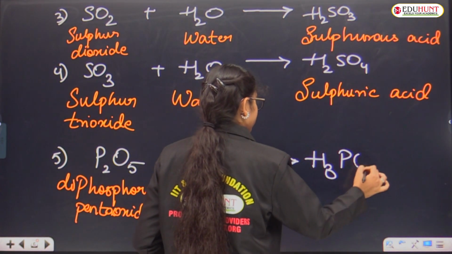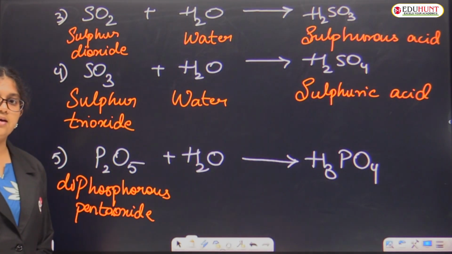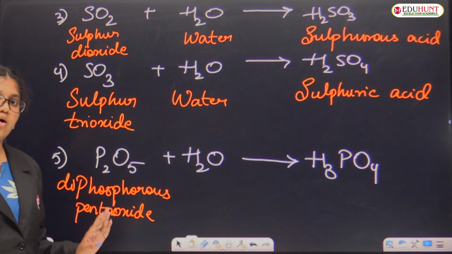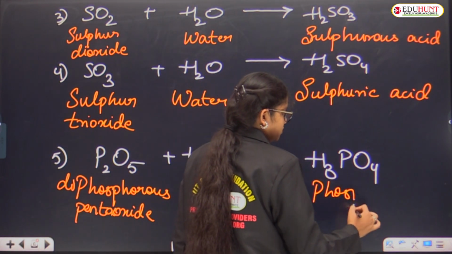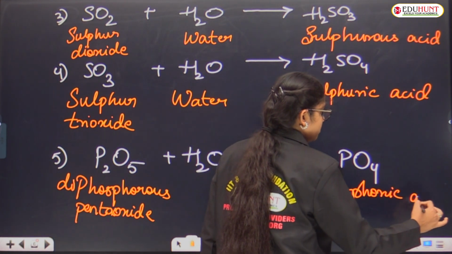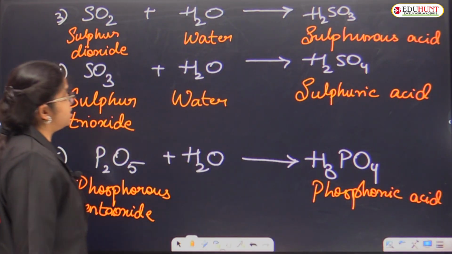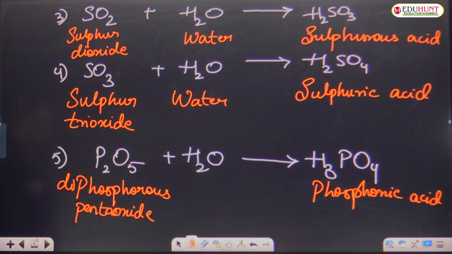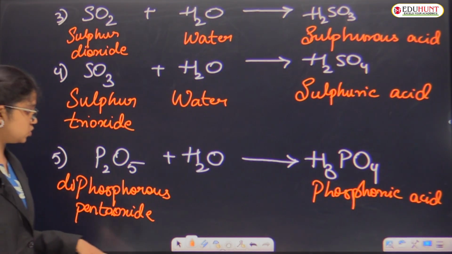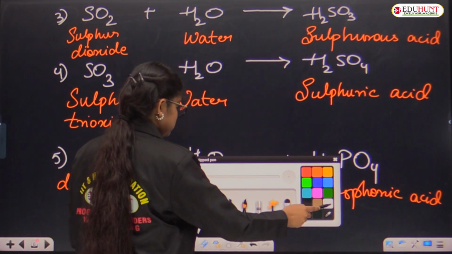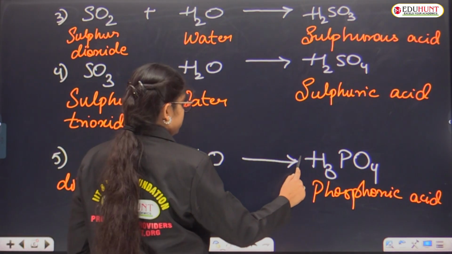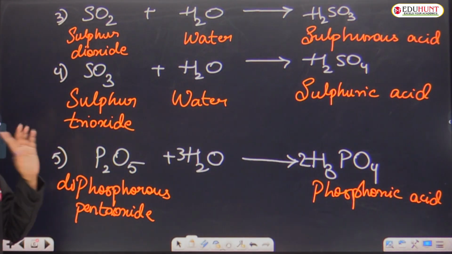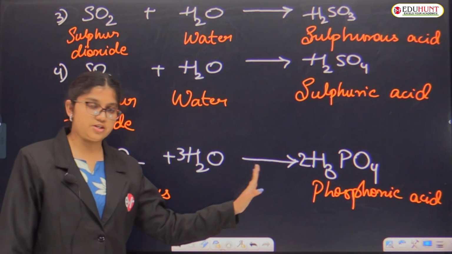H3PO4. What do I get, children? Come on, read it out. H3PO4. What is H3PO4? It is phosphoric acid. Which acid is that? Phosphoric acid. To balance this, what do I do? I'll write here 3 and here 2. Fine. Okay. P2O5 plus 3H2O gives rise to 2H3PO4.